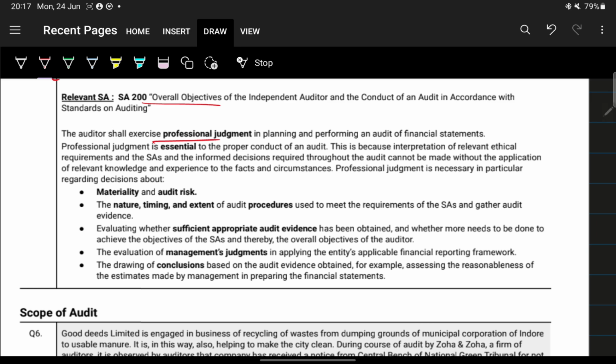The auditor shall use professional judgment in planning and performing the audit of financial statements. Professional judgment is essential to the proper conduct of an audit. This is because interpretation of relevant ethical requirements and the SAs and informed decisions is required throughout the process of audit and cannot be made without the application of relevant knowledge.